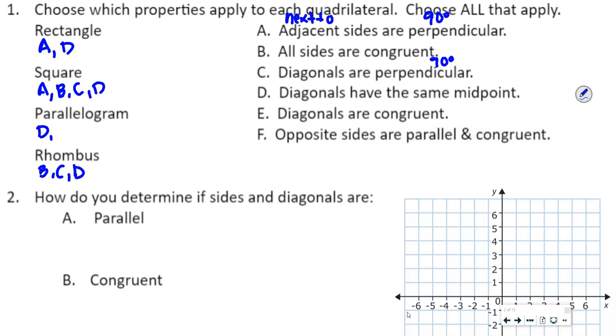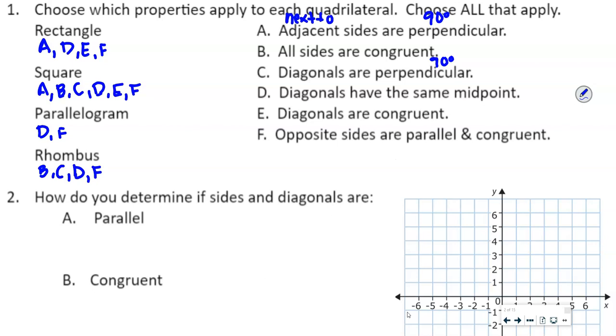This one is true of a rectangle. Again, congruent means they're the same length. The word congruent there, that means they're the same length, okay? So that's true of a rectangle, and a square is a rectangle, right? Because it's got 4 right angles, and that's the definition of a rectangle. And then opposite sides are parallel and congruent. Again, that's true of parallelograms, so that's true of all of them, right? Because they're all parallelograms. So this would apply to F and F and F.